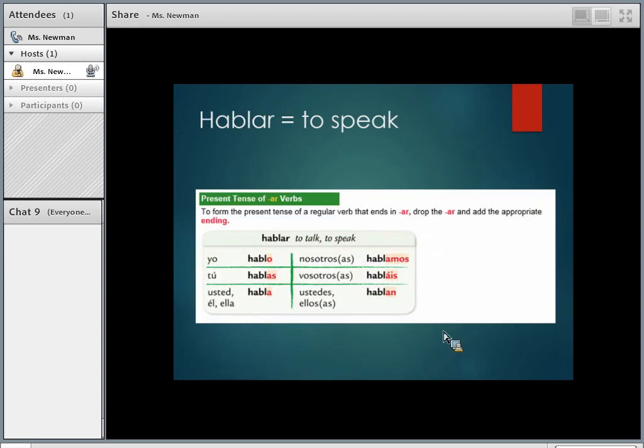Okay, let's look at another example. Hablar. Again, we don't say that H. Hablar. Right? This is an AR verb, so we take off that AR ending. Say hablo, hablas, habla, hablamos, habláis, hablan.